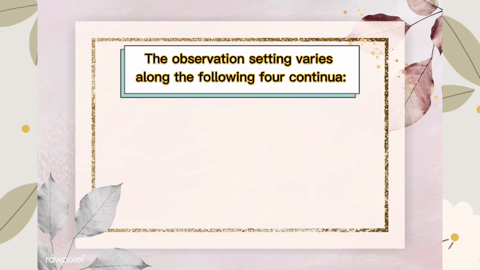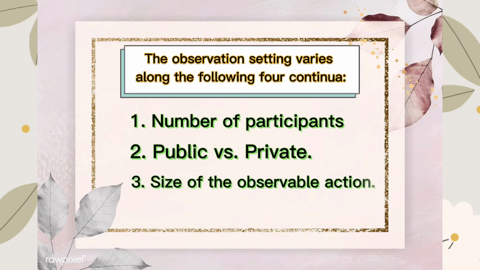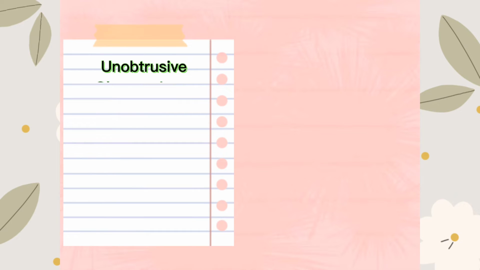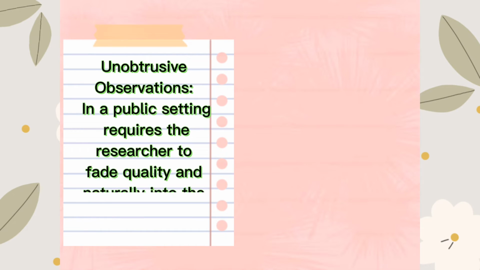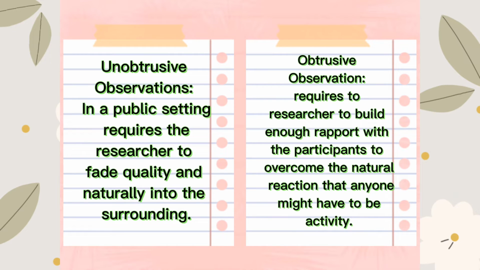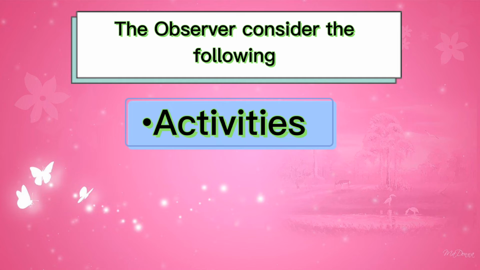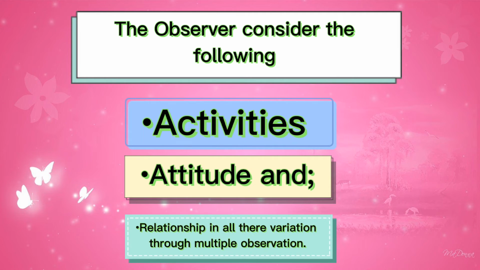The observation setting varies along the following 4 continua. 1. Number of participants. 2. Public vs. private. 3. Size of the observable action. 4. Staff or public. Unobtrusive observation in a public setting requires the researcher to fade quietly and naturally into the surroundings. Obtrusive observation requires the researcher to build enough rapport with the participants to overcome the natural reaction that anyone might have to the activity. The observer considers the following activities: attitude and relationship in all their variation through multiple observations.